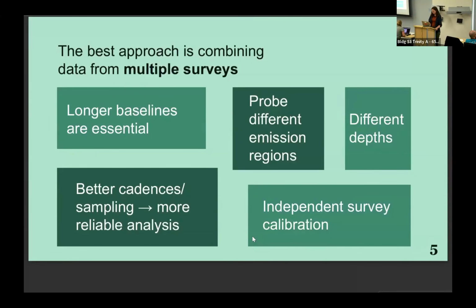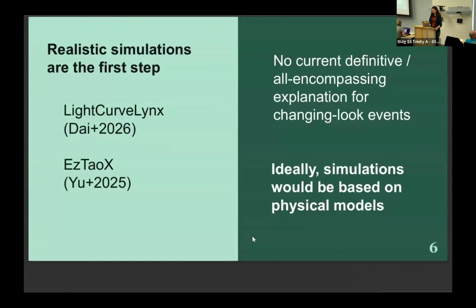So to start this, we should start with realistic simulations if we're going to build a classifier for changing look AGN.